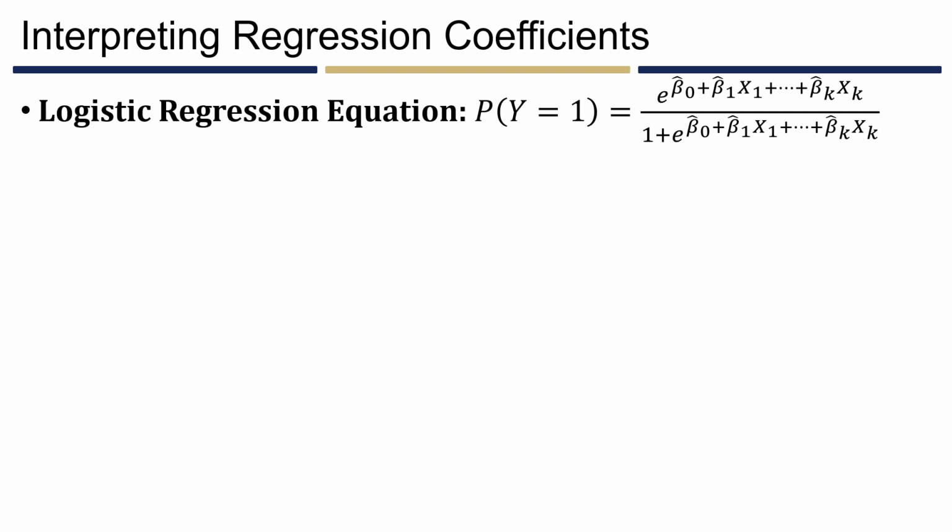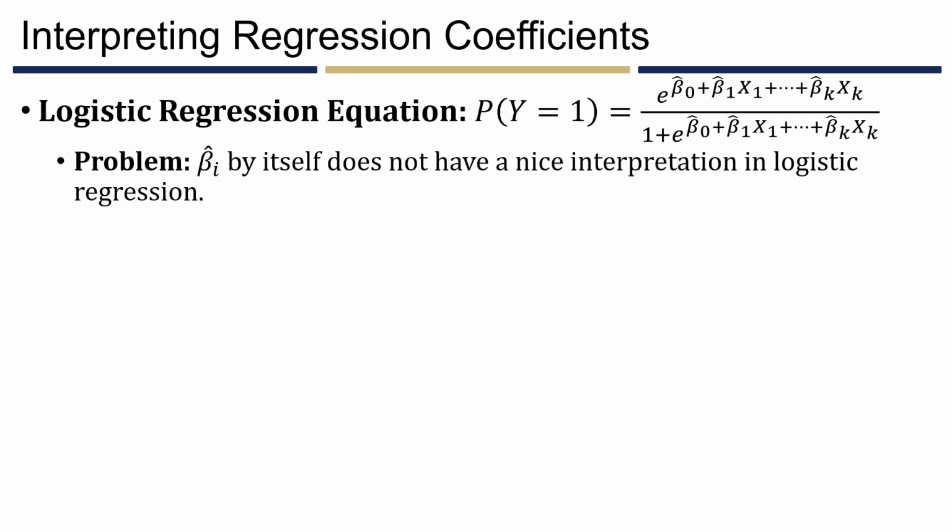Let's talk about what these regression coefficients mean in context, because they're a little bit different from multiple regression. In multiple regression, we said that a regression coefficient was equal to the expected or the predicted increase in the response given a 1-unit increase in the value of the predictor. The problem is that in logistic regression, beta i hat by itself does not have a nice interpretation. Our solution to this, though, is to exponentiate the regression coefficient.